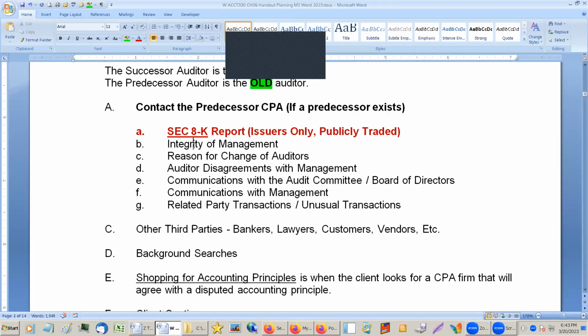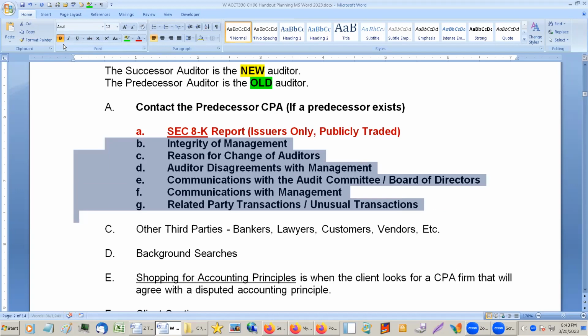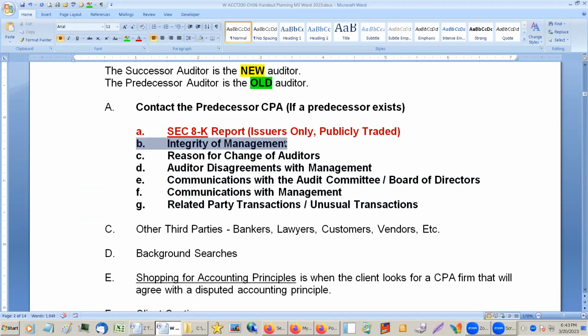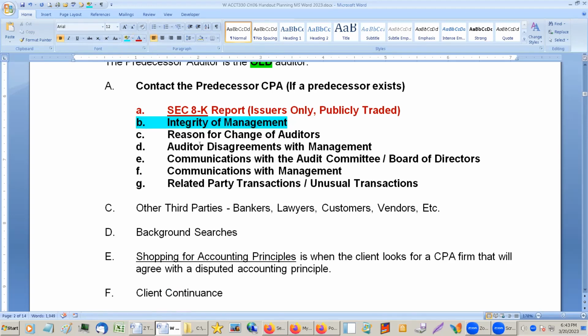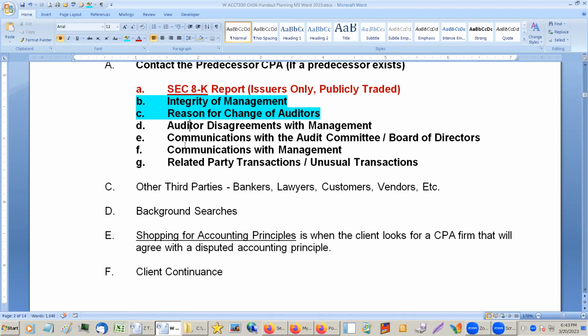Okay, so some of this other stuff, this is what you're going to talk directly to the previous auditor about. And again, the big one here is the integrity. I'm going to bold all these. The integrity of management is the big one. Can you trust management? Ask them for the reason of the change. Sometimes it's just somebody wants to retire, the auditor's retiring or something. It could be any number of reasons. Ask them about any disagreements.